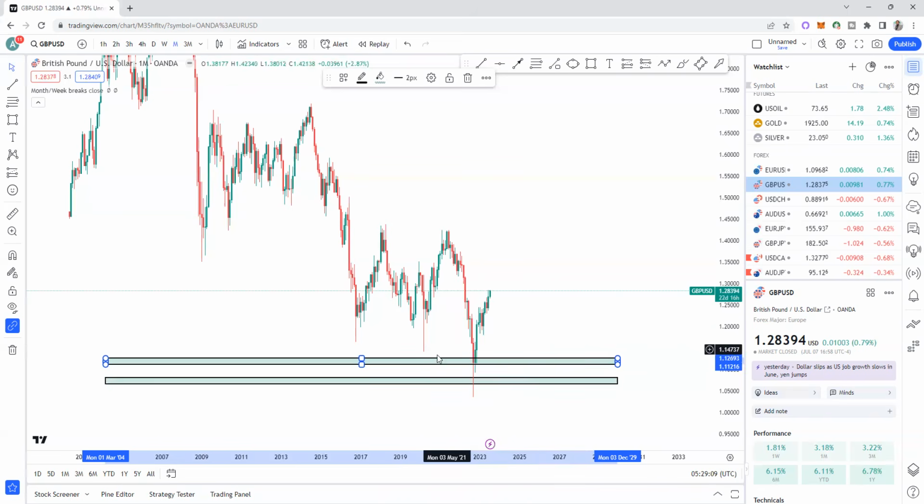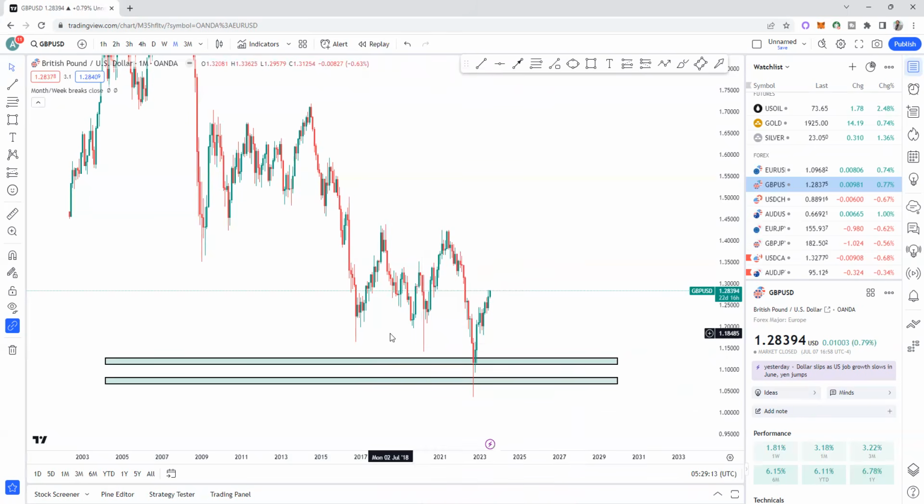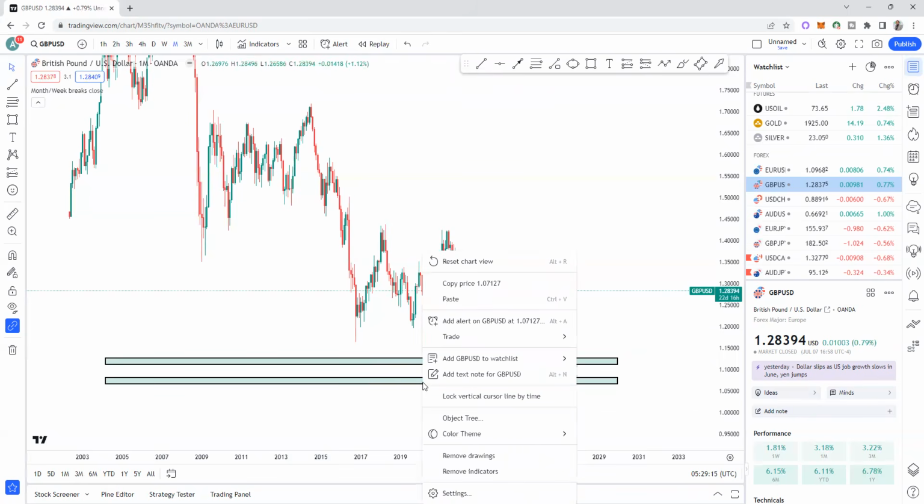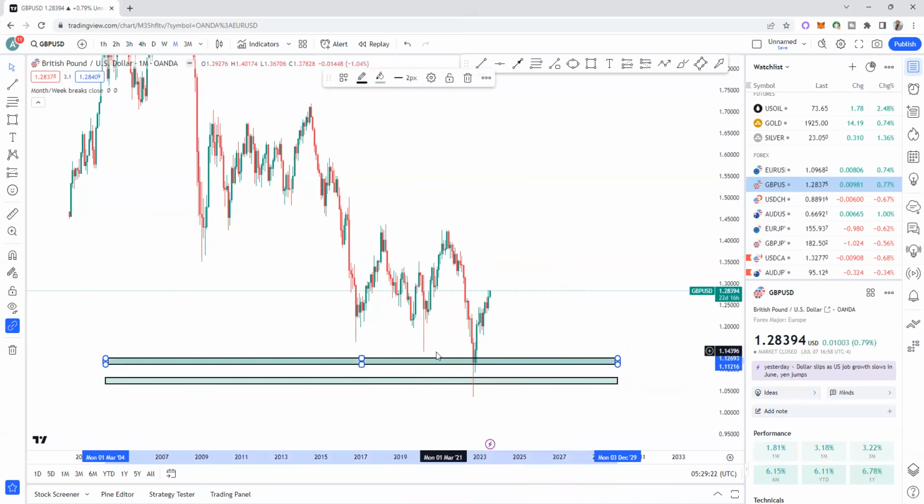You can clone it a couple of times. All you need to do is right click and click on clone. I think I'm making a mistake. Okay, you click on clone.